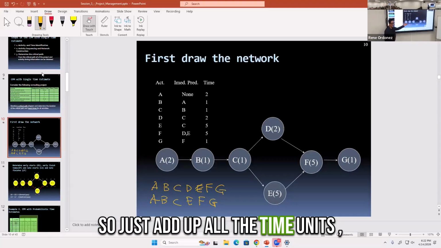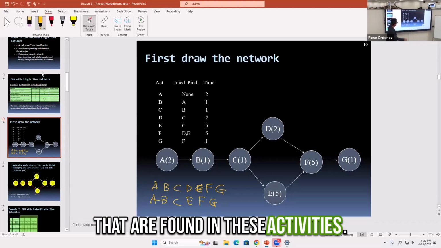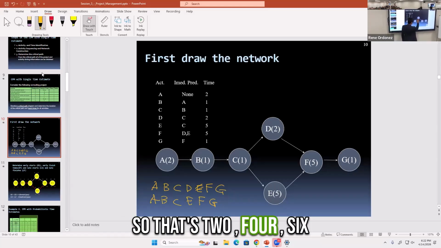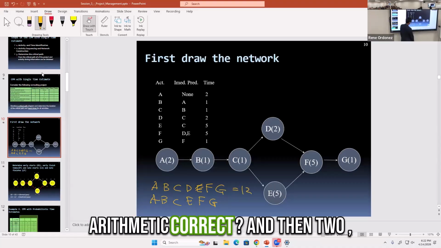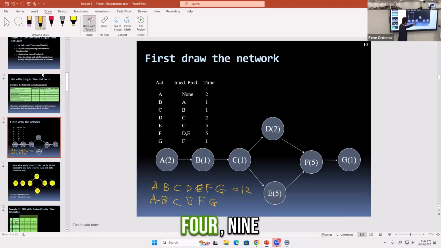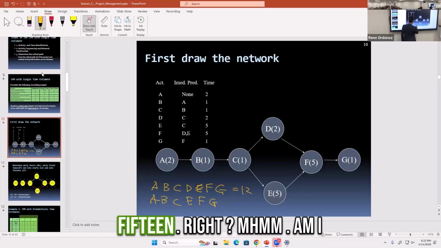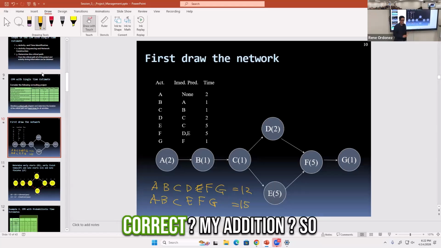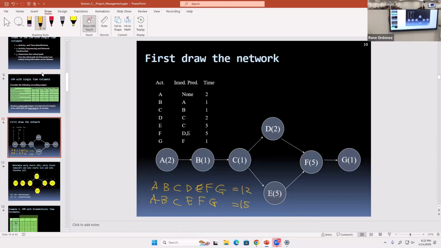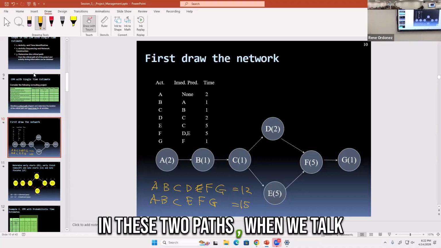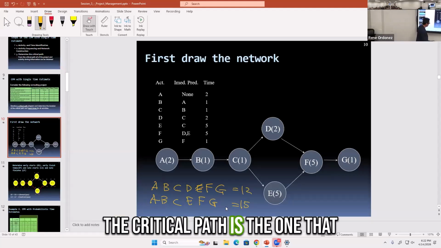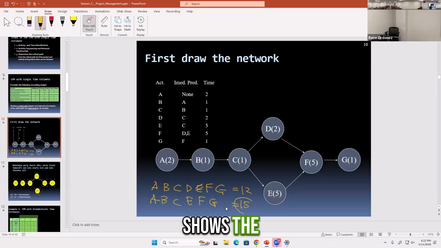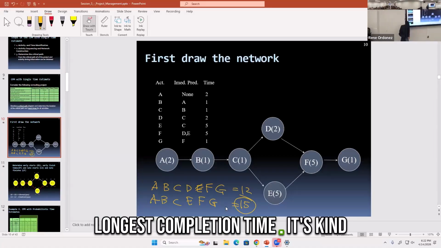So just add up all the time units that are found in these activities. So that's 2, 4, 6, 11, 12. Is my arithmetic correct? And then 2, 4, 9, 14, 15. Right? Am I correct in my addition? So in these two paths, when we talk about critical path method, the critical path is the one that shows the longest completion time.